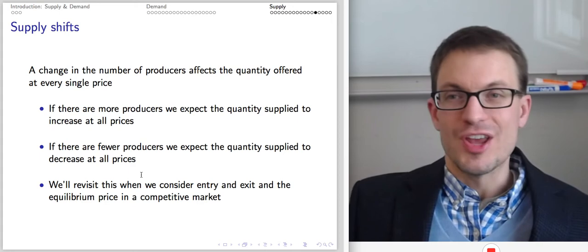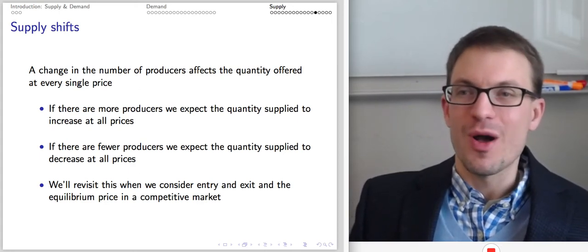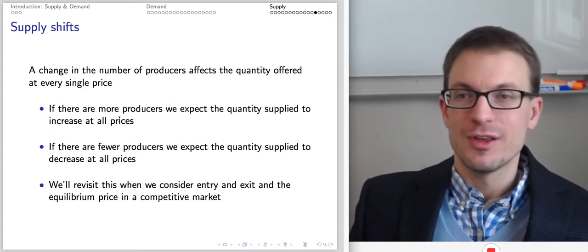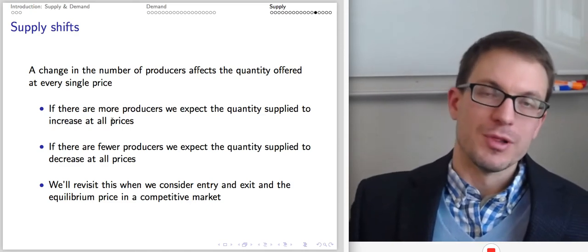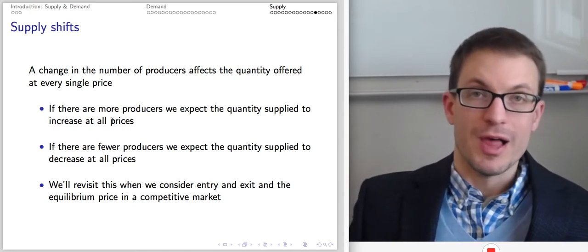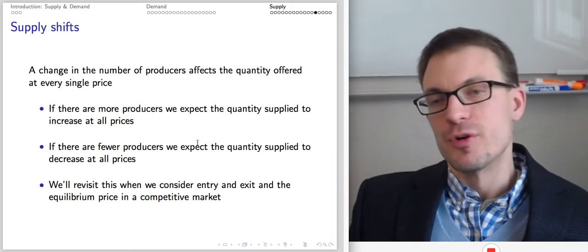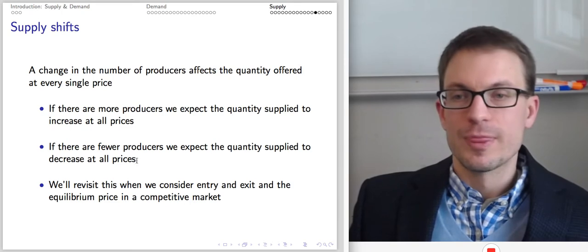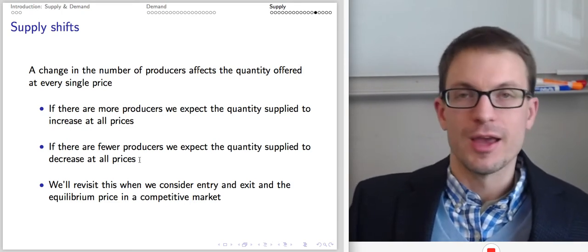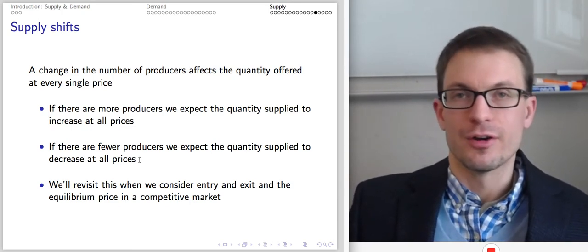Okay. Changes in the number of producers affects the quantity offered at every single price. If there's more producers, we expect there's a greater amount supplied, a larger quantity supplied at all prices. If there's fewer producers, we expect the quantity supplied to decrease at all prices. So this is represented by a leftward or rightward shift to the supply curve.